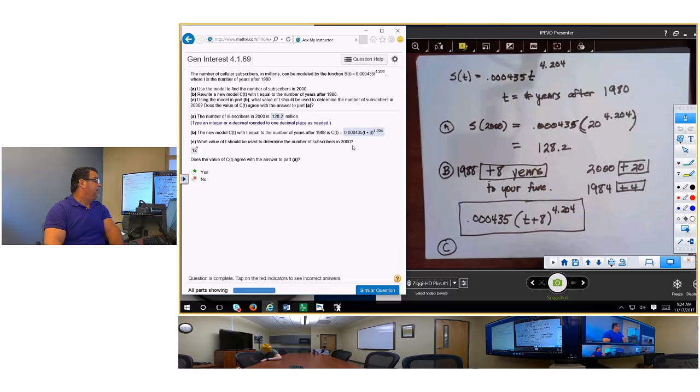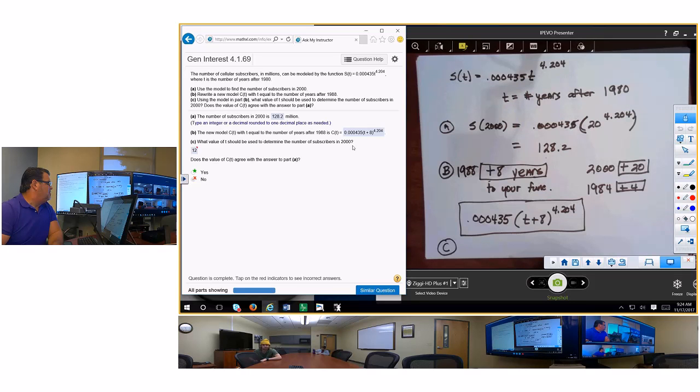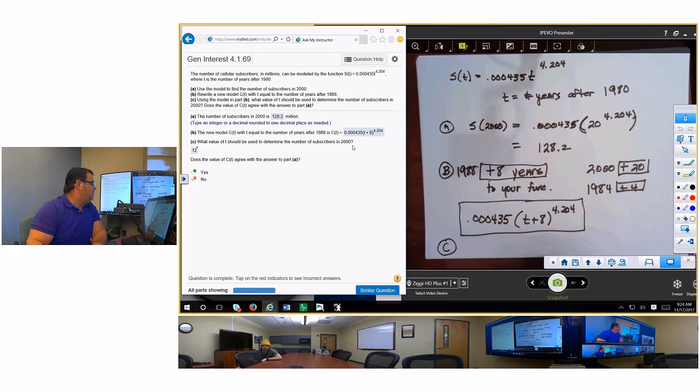All right? Does the value of C of t agree with the answer to part A? Well, yes. That's a stupid question. I don't understand why they would even ask that. Does the value of C of t agree with the answer to part A?